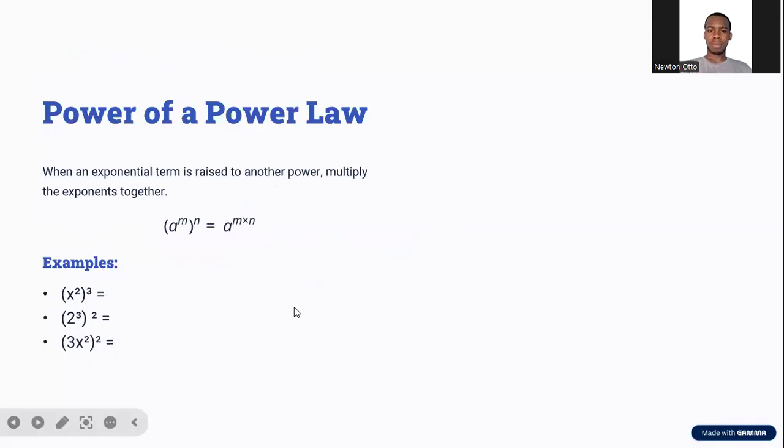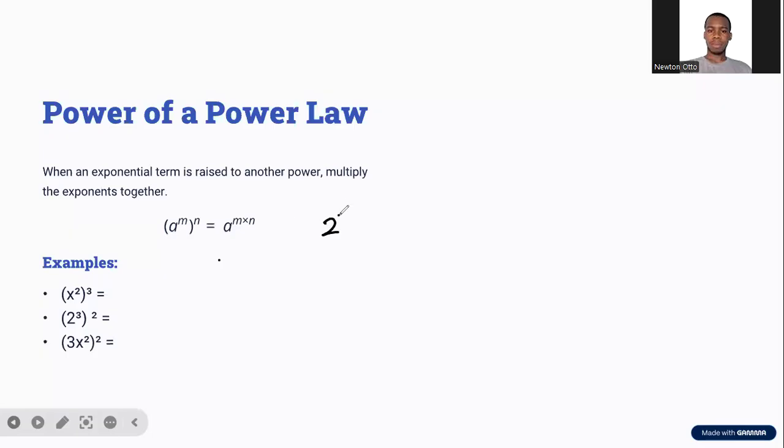Power of a power law. That's the final law, or you can call it the power law. When an exponential term is raised to another power, multiply the exponents together. So if a raised to the power m already has an index, and you're raising it to the power of another, again, you should multiply their indices.